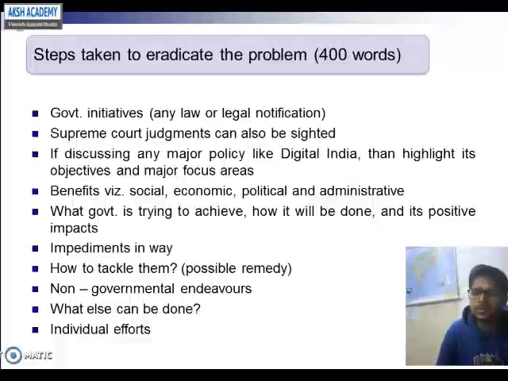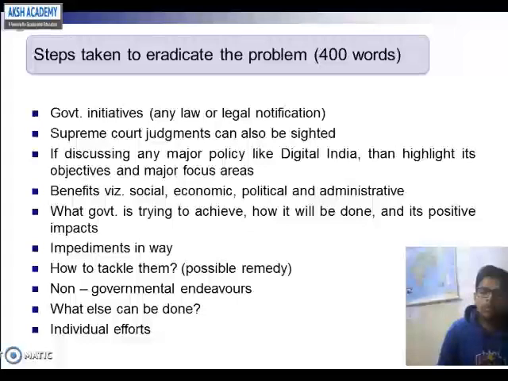Or let us suppose you are discussing women empowerment. You are writing an essay on women empowerment or child labor. So, let us suppose you have already mentioned the legal notifications released by the governments, or some major policy decisions, or some major consequences, or some major areas. So now just briefly try to explain what are the impediments in your way.